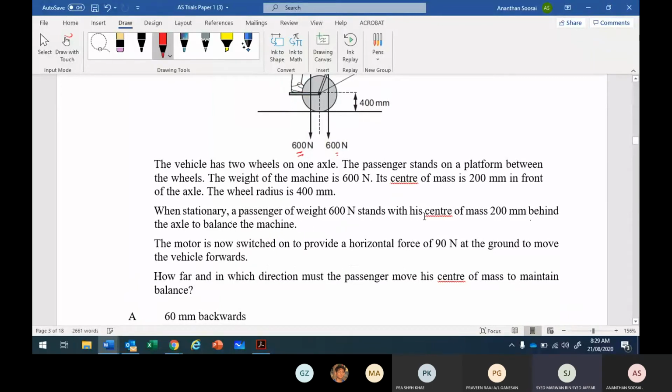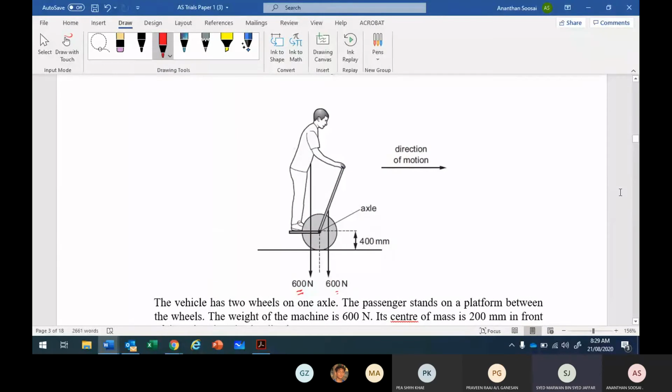The weight of the passenger, 600 Newton, stands with the center of mass 200 mm behind the axle. Behind the axle. So this will be 200 mm. And the weight of the motor is 200 mm in front. At the moment, if there is no thrust exerted, this 600 and this 600 balance the system, so it won't fall down yet.